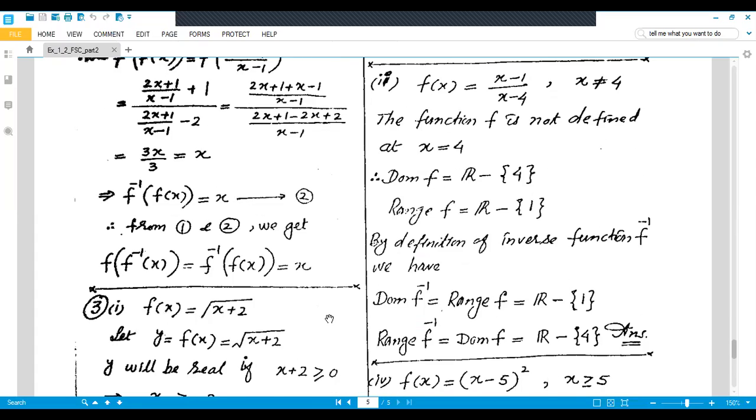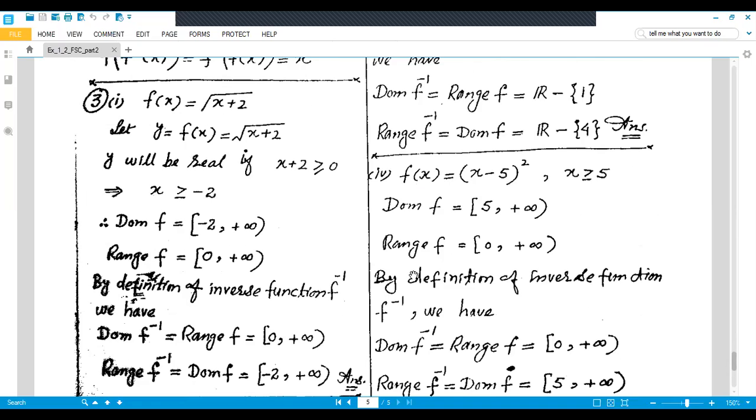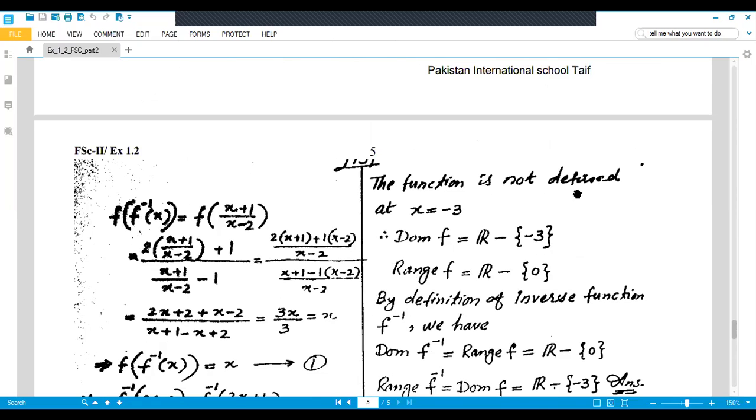Why is it not defined at x equal to minus 3? Because if x is equal to minus 3, then minus 3 plus 3 will be 0. So 1 over 0 is an infinite condition. You can check that 1 over 0, or any number divided by 0, is undefined. Therefore, the function is not defined for x equal to minus 3. So the domain of f will be all real numbers except minus 3. This minus 3 will not be included in the domain.